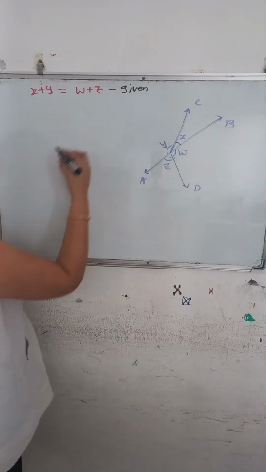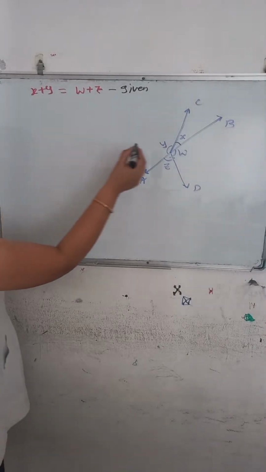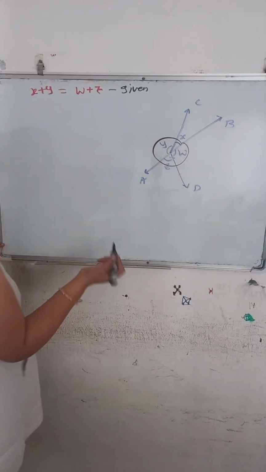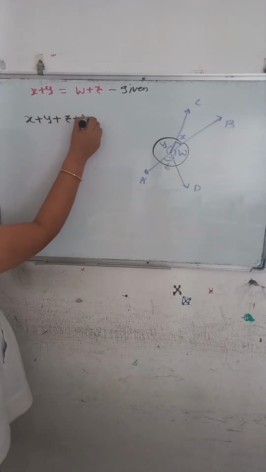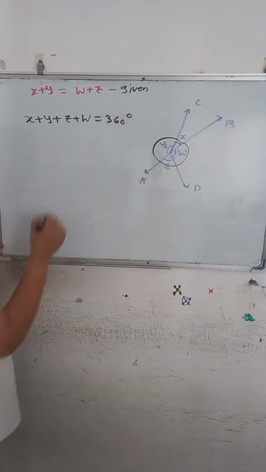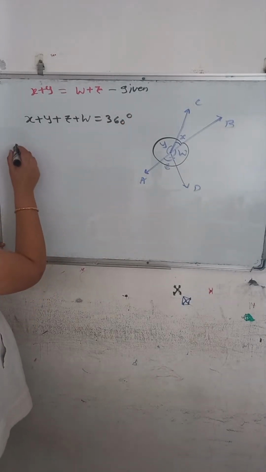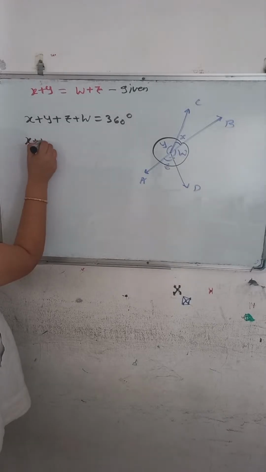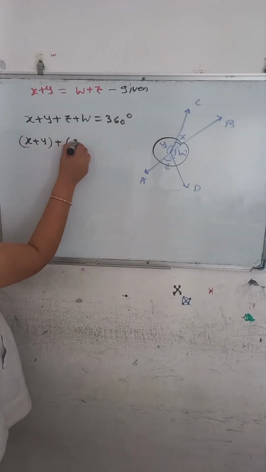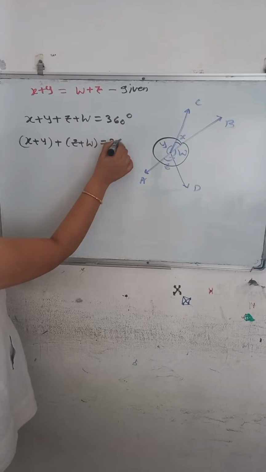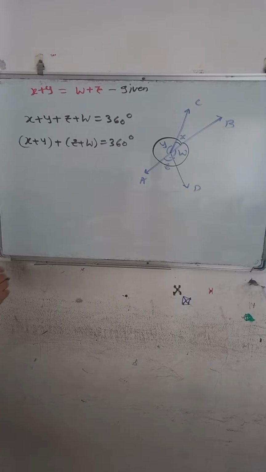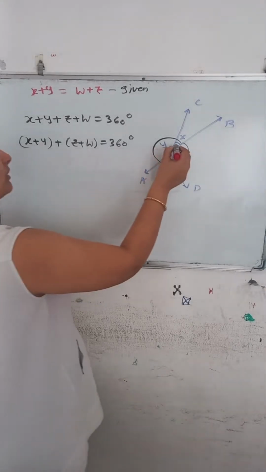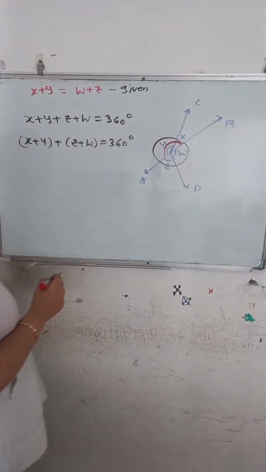This is given. Okay, but if we take the sum of all the angles that form a circle, no? So I can write x plus y and z plus w is equal to 360 degrees. Correct? And if I group it, x plus y plus z plus w is equal to 360 degrees. Okay. So if this is there, then can you see here? This is nothing but what? x plus y is a linear pair.